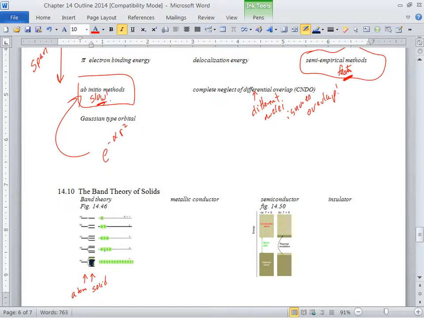Okay, so then if that's what a metal conductor is, what would be, well, let's just do this one in order. Semiconductor.